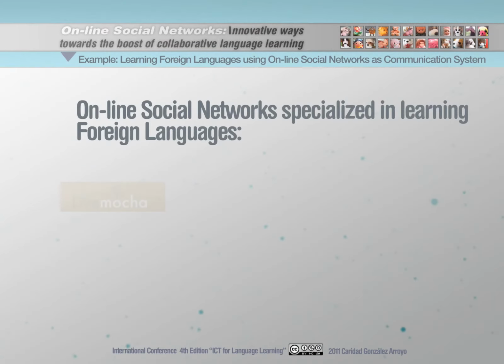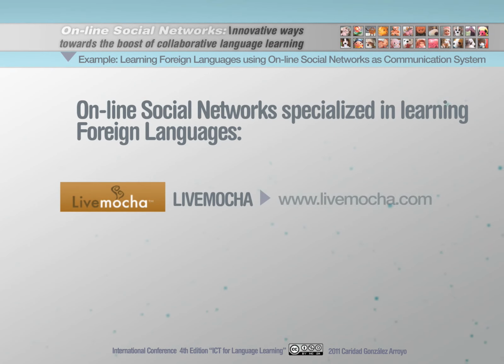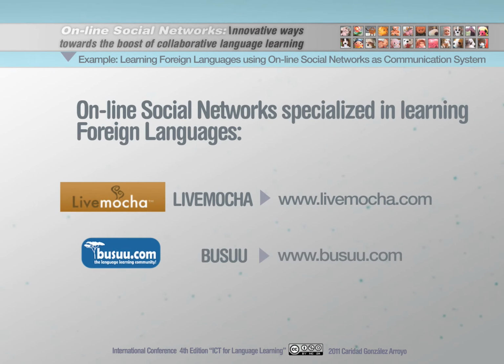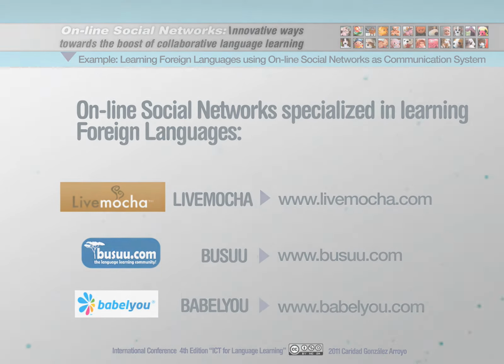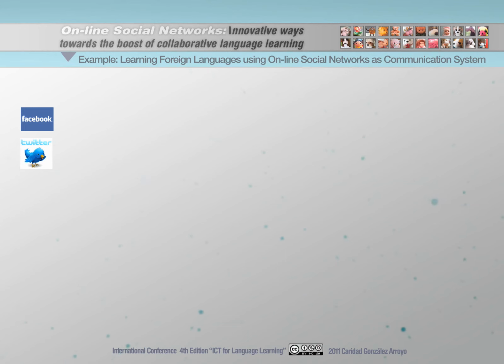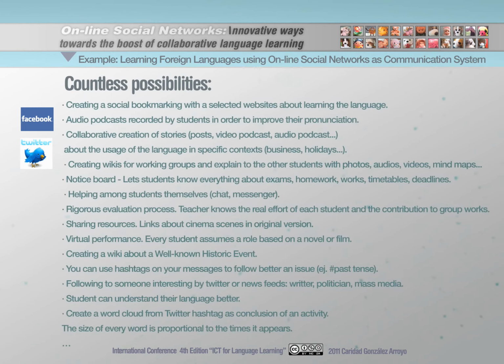There are several online social networks specialized in learning foreign languages such as LiveMocha, Busuu, or Babbel. With Facebook and Twitter, there are countless possibilities. For example, a social bookmarking of selected websites about learning the language, or audio podcasts recorded by students in order to improve their pronunciation.